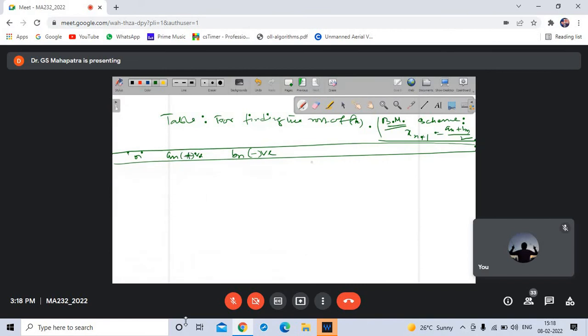Now xn plus 1 equals an plus bn by 2, and finally f of xn plus 1. So what is f of x? If you go back, x cube minus 3x plus 1.06. So say first one, n equals 0. If n equals 0, you will get x1, correct? And that is a0 plus b0 by 2. So what is a0? a0 is 0.